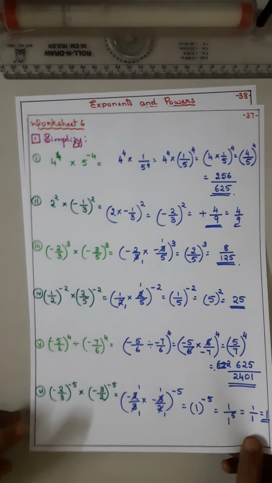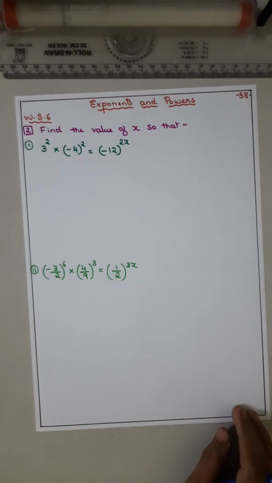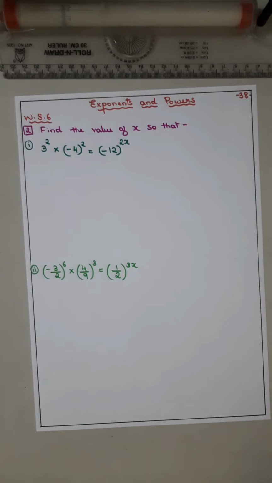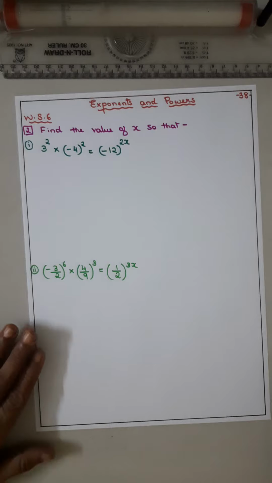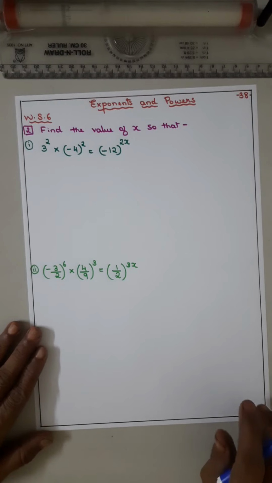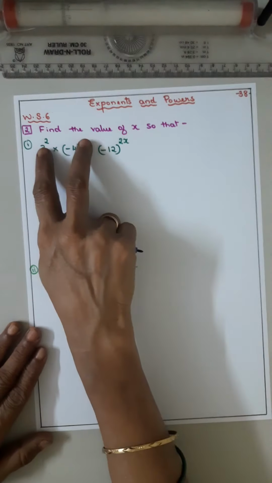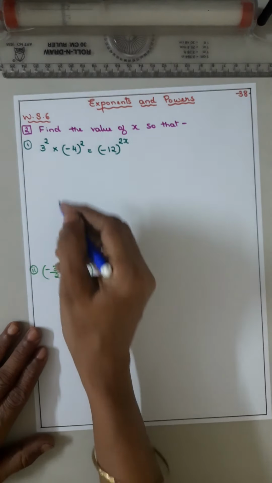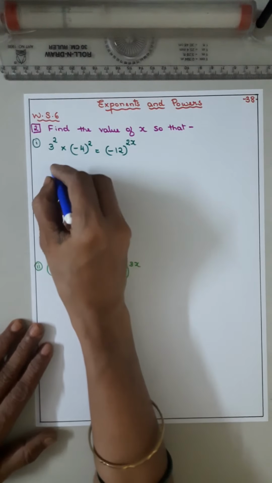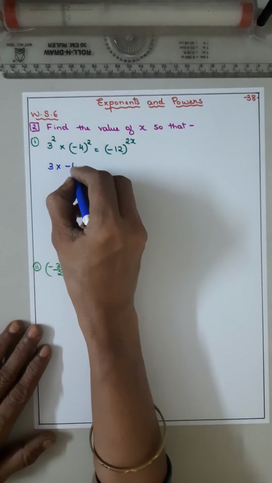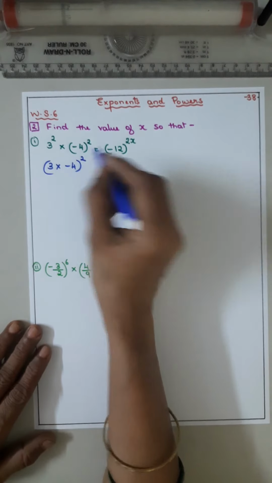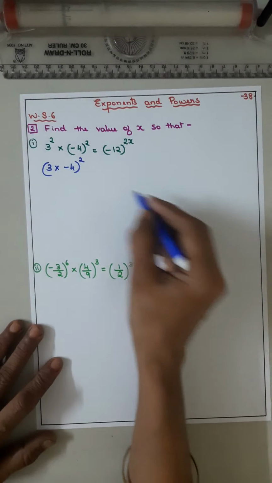Now coming to the question number 2. Find the value of x so that 3 square into minus 4, the whole square is equal to minus 12 to the power 2x. Now the powers are same, bases are different. So what we have to do? Multiply the bases and write the common power.